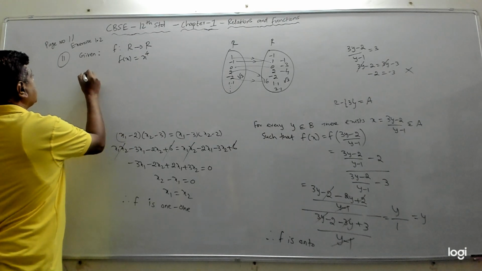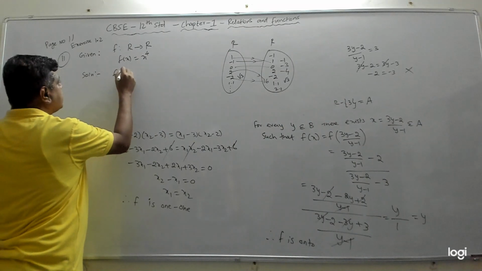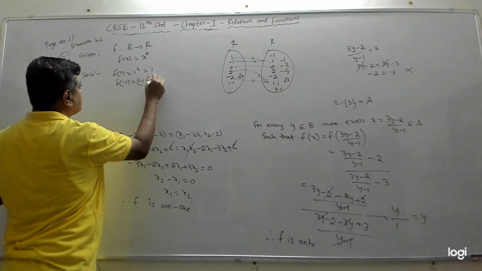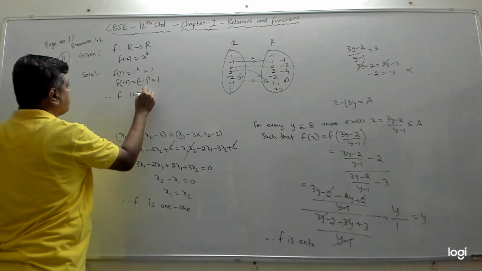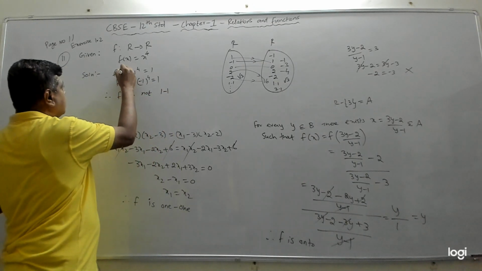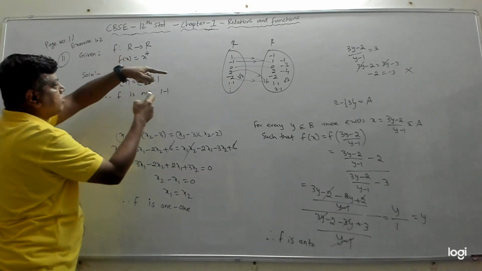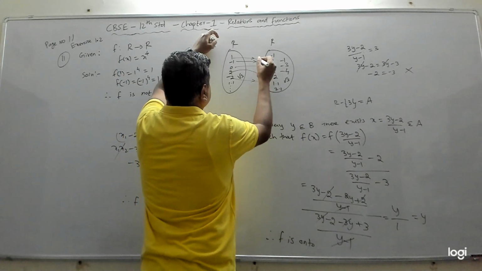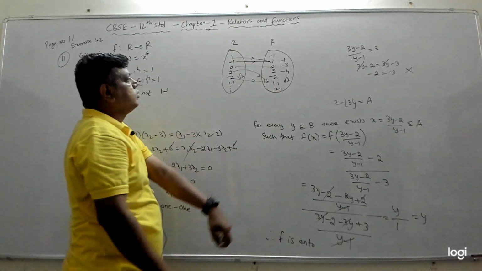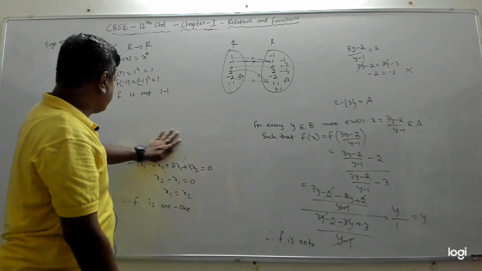So we'll say solution or proof, whatever. It's an MCQ, but I'm writing it as a proof. f of 1 is 1 power 4, which is 1. f of minus 1 is minus 1 power 4, which is also 1. Therefore f is not 1 to 1, because two elements, 1 and minus 1, have the same image 1. Therefore, f is not 1 to 1.